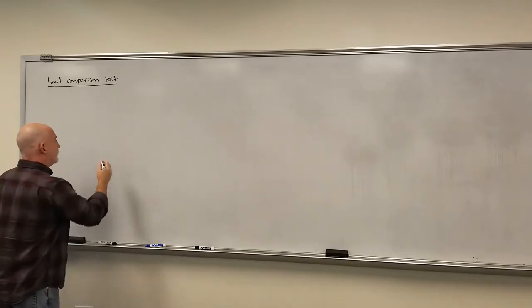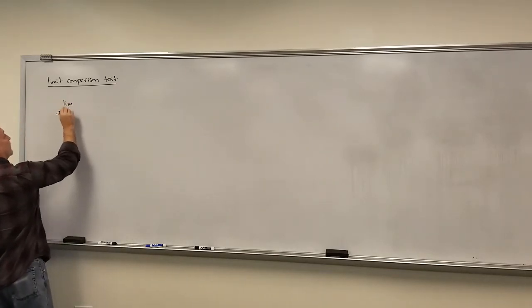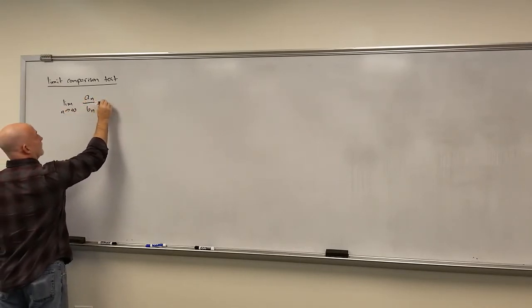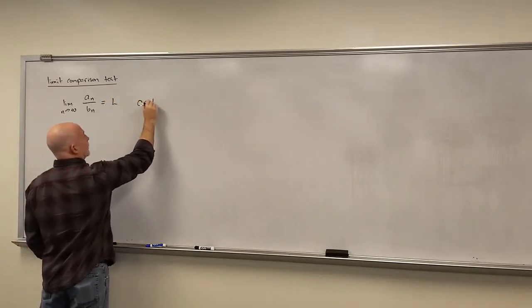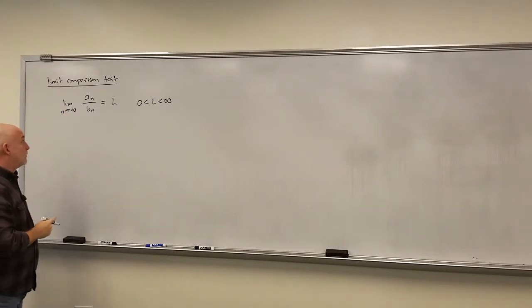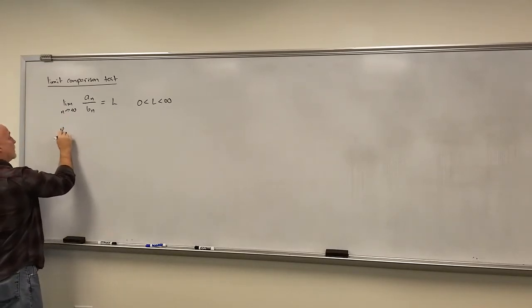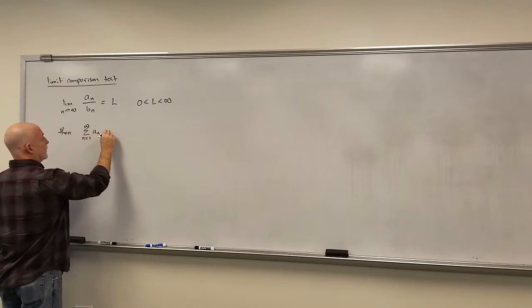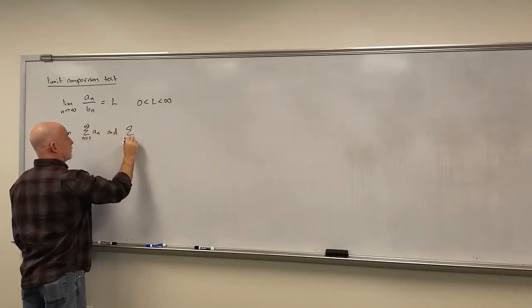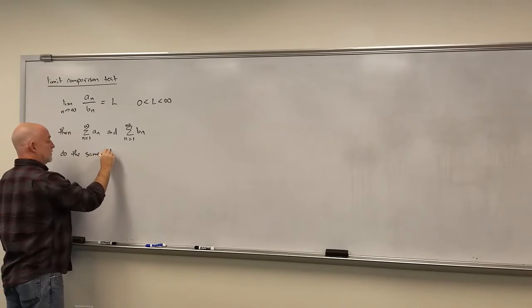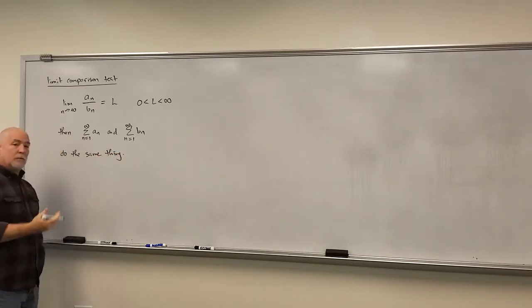Let me go ahead and write down what it says. It says here, if we've got the limit as n goes to infinity of, let's say, some a sub n over b sub n is equal to L, where L is some number that falls between 0 and infinity, it can't be 0 or infinity. If this is true, then the sum from n equals 1 to infinity of a sub n and the sum from n equals 1 to infinity of b sub n do the same thing.